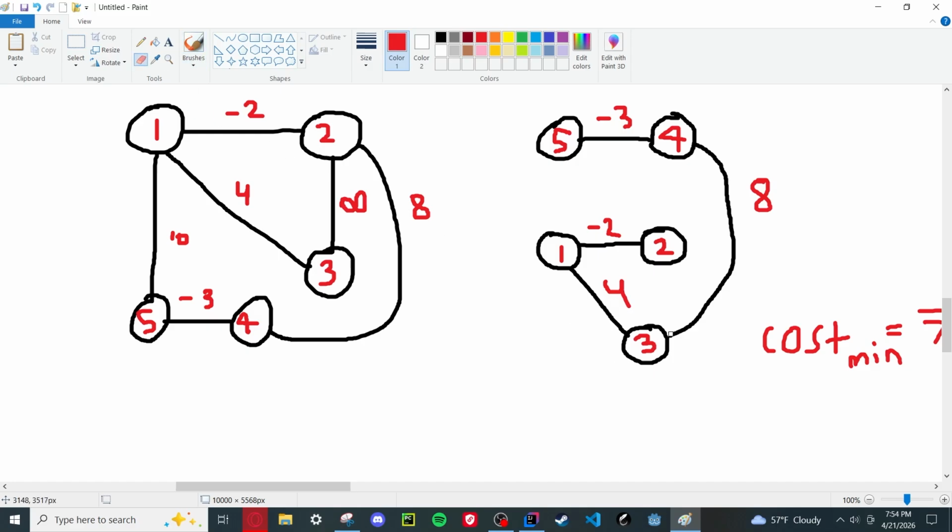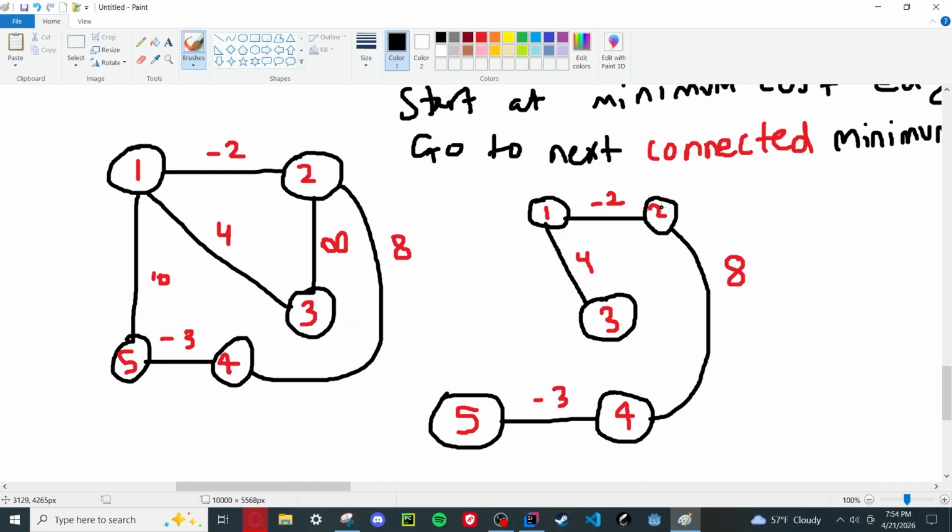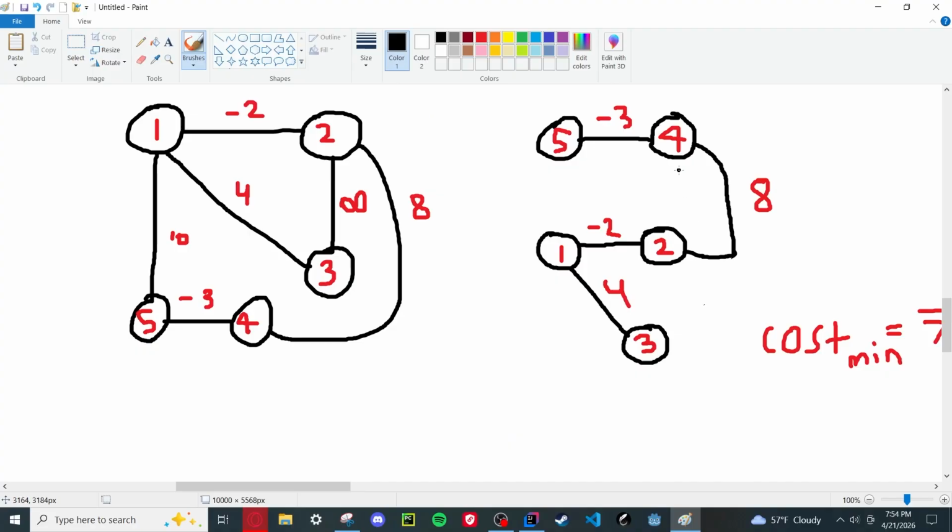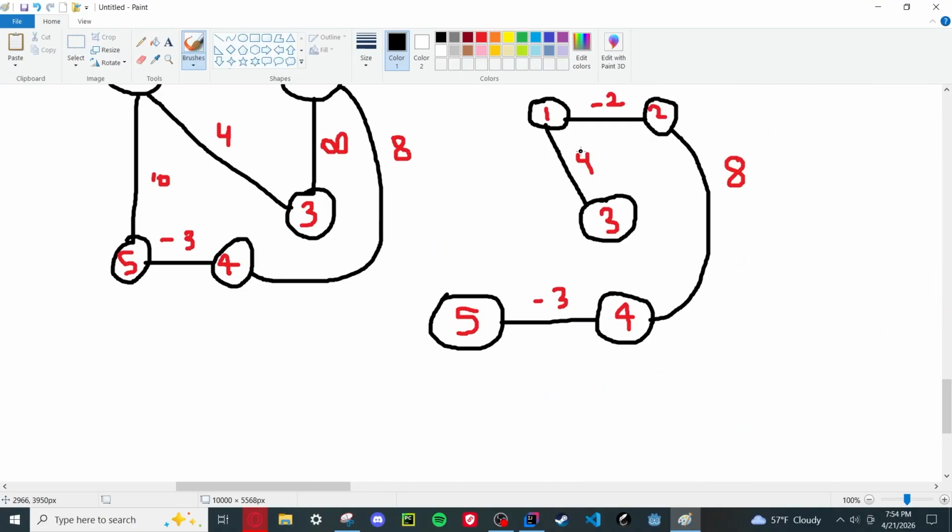I was getting confused, like, why are the graphs looking so different? This is supposed to be 2 to this, right? So Kruskal had 2 to 4, Prim had 2 to 4, Kruskal had 4 to 5, and Prim had 4 to 5. So if we add up the costs of this, you'll see it's the same, right? 3 plus 8 is 5. 5 minus 2 is 3. You get 7. They do the same thing, just in different ways. So you get to choose which one you like.